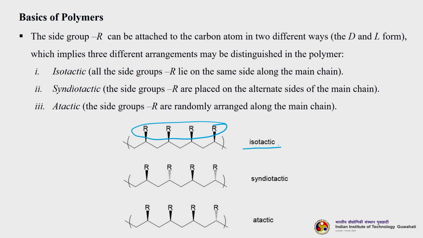In syndiotactic, the R groups are placed on the alternate sides of the main chain. So, one here followed by one here, then one here again followed by one here. So, this is an alternate arrangement, and in atactic the side groups are randomly arranged along the main chain. So, there is actually no proper sequencing followed. You can see here there are three arrangements followed by another one. So, it can be anything. It is basically random, they do not follow any proper sequence.